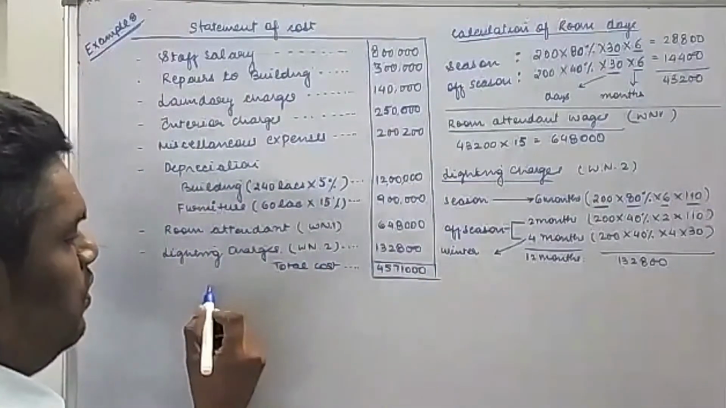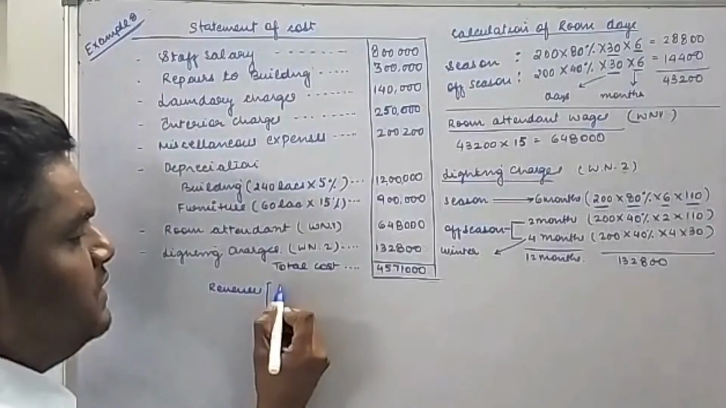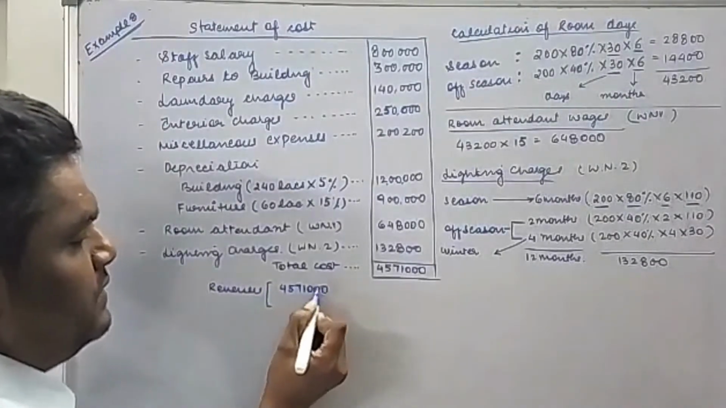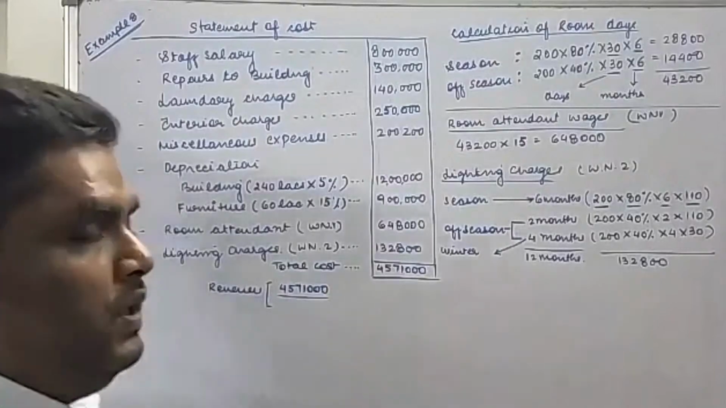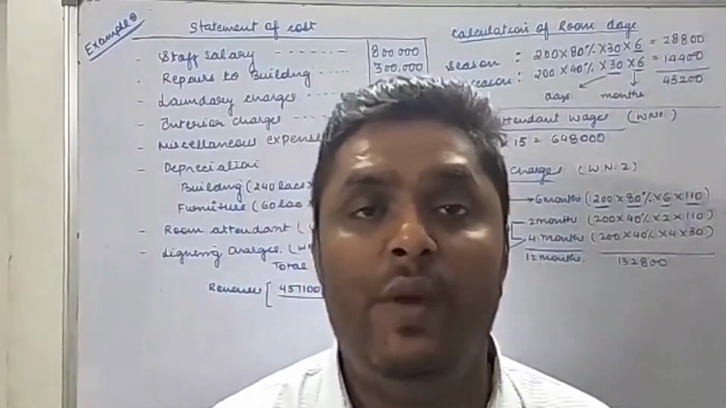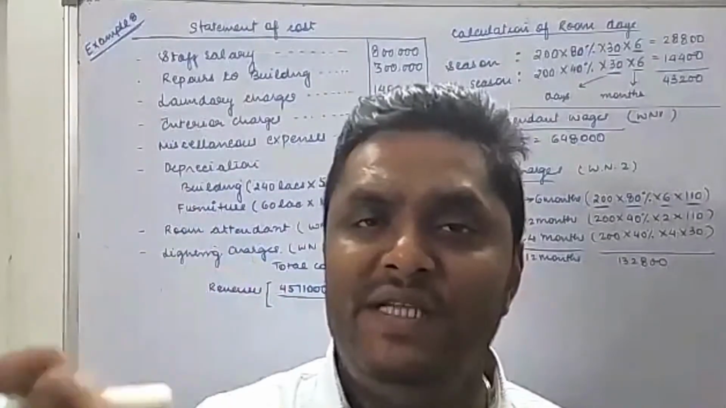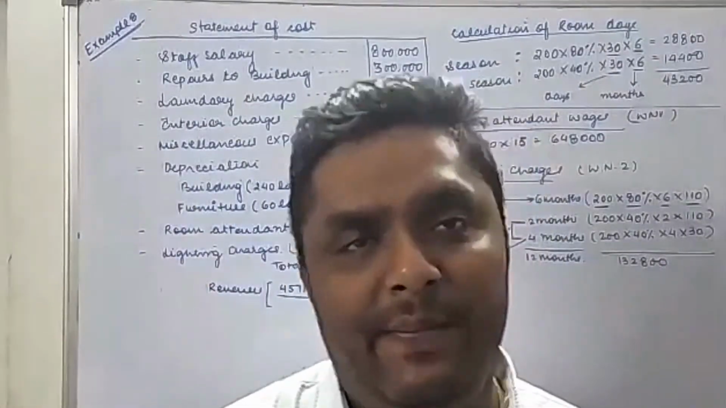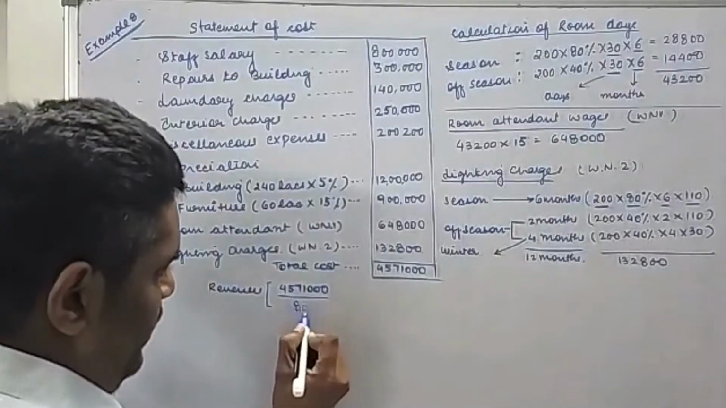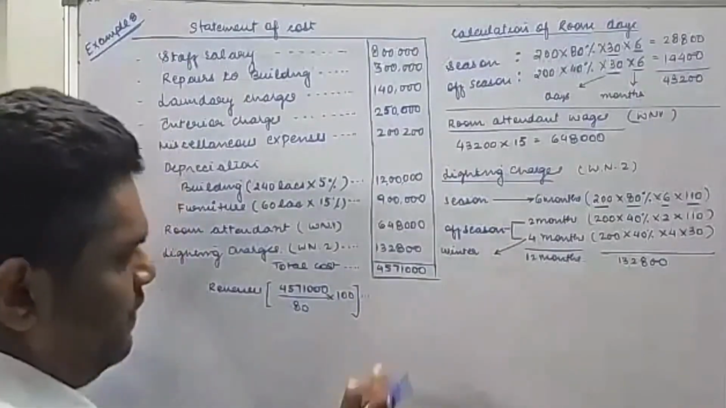So revenue will be how much? 45 lakh 71,000. 20% of the room rent means 20% of sales. So if sales is 100, 20% is profit, and cost will be 80%. So this 45 lakh 71,000 is equal to 80. So how much will be 100? That will be my revenue.